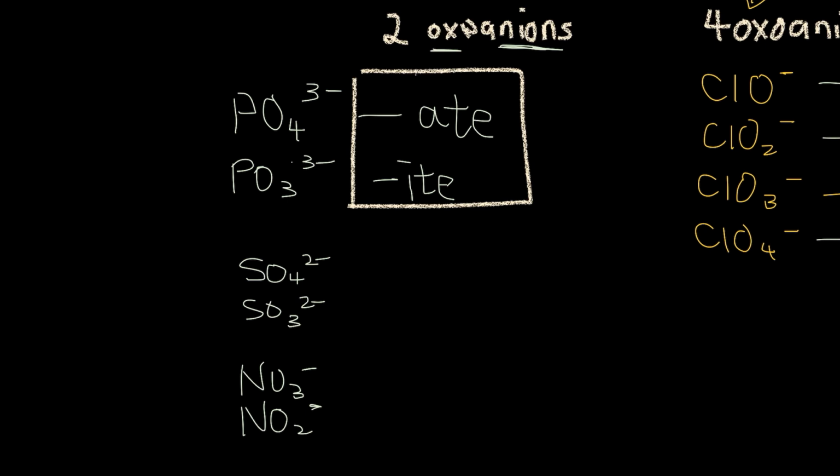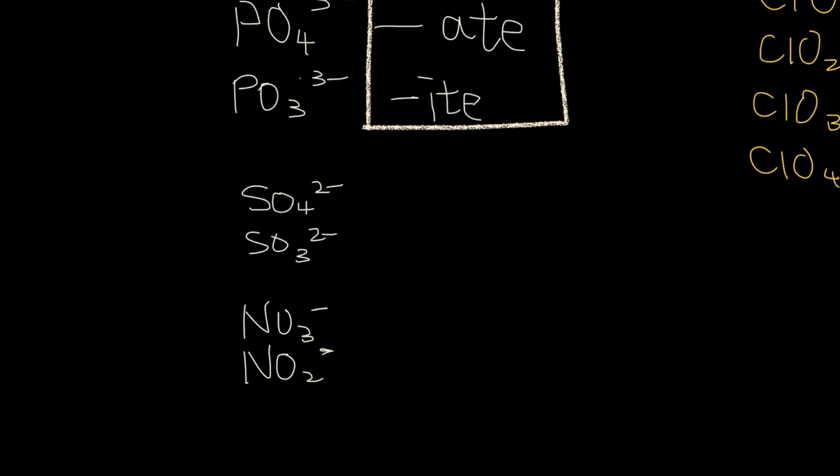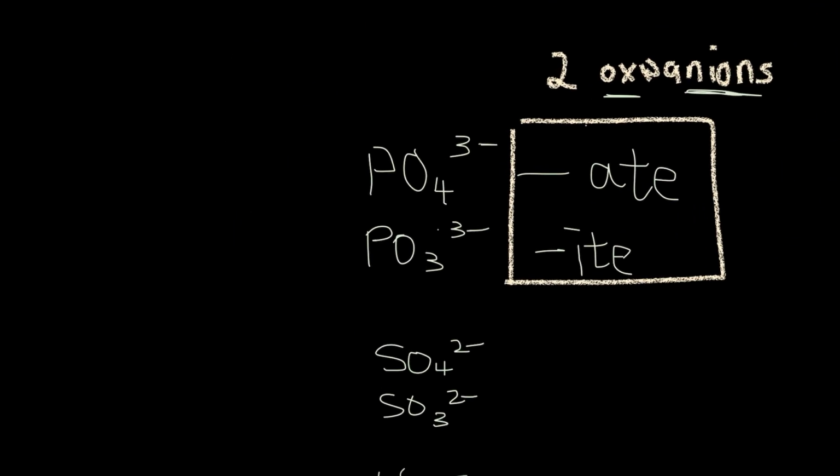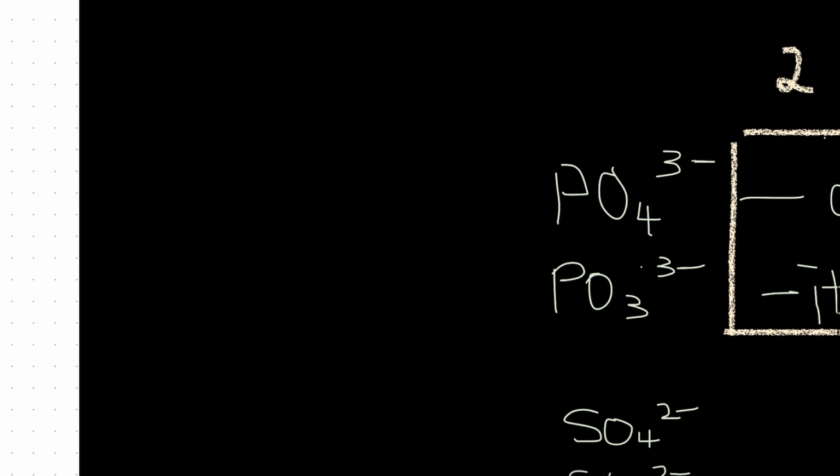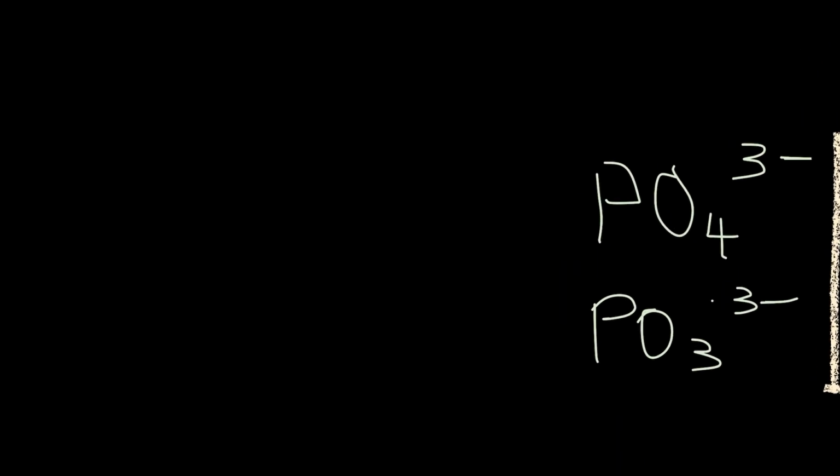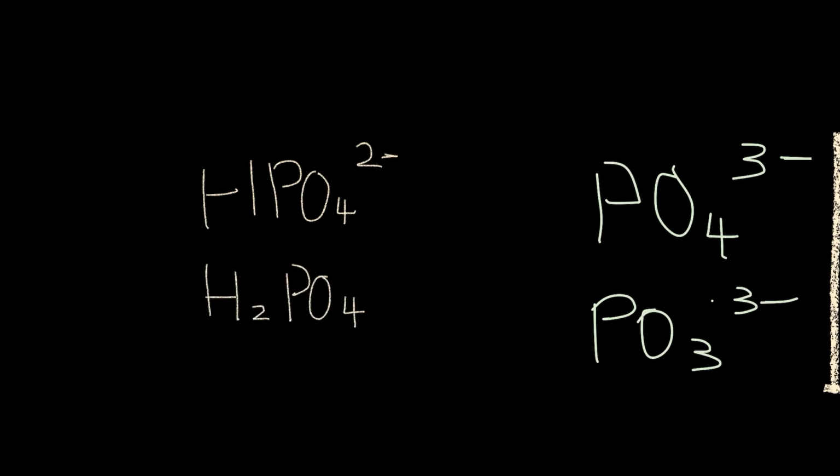Now, moreover, what if we added a hydrogen in front of these oxoanions? Then something different would happen. So let's work off a phosphate. What if we said HPO4 2 minus and H2PO4 minus. I'll explain the trend for when you add a hydrogen in just a bit.